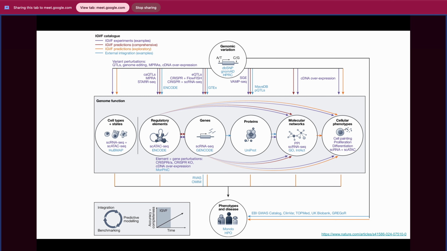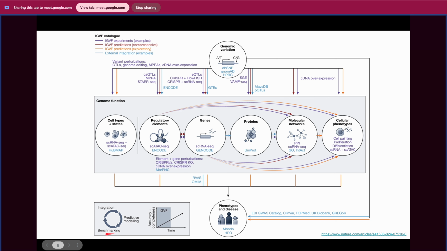So this is just a flow chart of how they have gathered it. And ultimately, they have linked those genomic variations with the phenotype and disease. And here they have mentioned how they are doing it. So they are benchmarking, they are integrating, and they have done the predictive modeling. For benchmarking, they have taken the experimental studies which are already established, and then they have integrated both the already available experimental studies as well as their perturbations and its predictions.